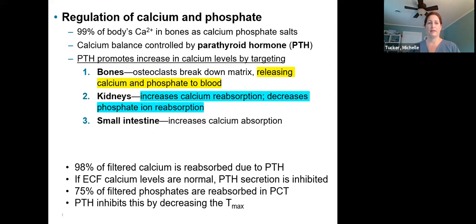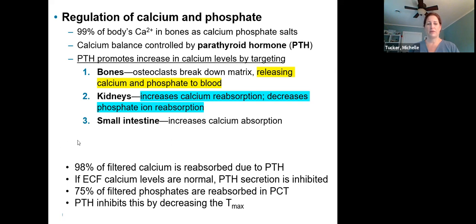Moving on to calcium and phosphate. So 99% of the body's calcium is in bones as calcium phosphate salts. So calcium is important because it builds healthy bones, but calcium is also important in regulating neuron action potentials.